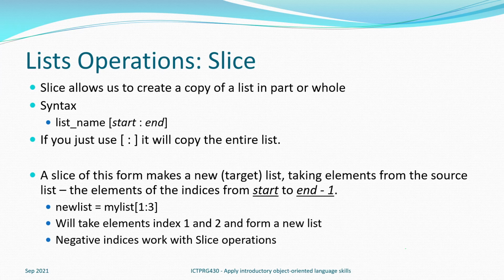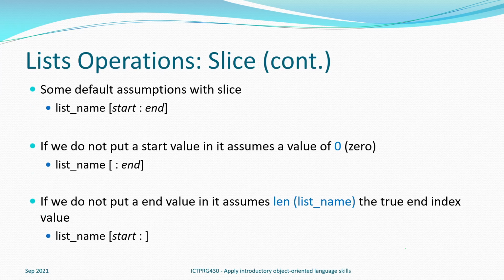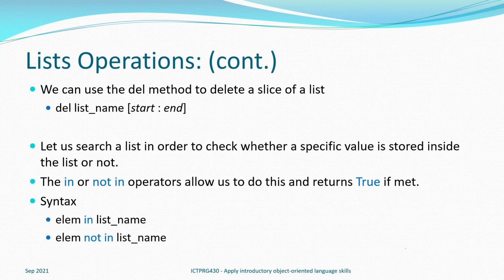Negative indices work with slice as well, but instead of starting from the left, we start from the right. Just like when we did the value positions. Okay. We can not use the first argument. Why? Because the first argument assumes a value of 0. So we can just do the double colon end or start end. Alright, so we can only use one and it'll assume the total.